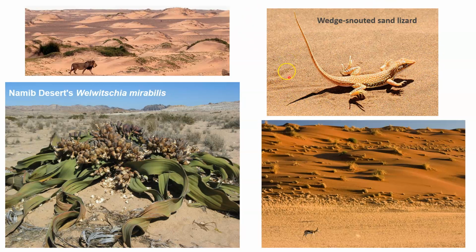This is a wedge-snouted sand lizard, a sit and wait predator. Because the desert sand can be extremely hot, in order to prevent getting literally burnt by the hot sand, it's doing this yoga thingy, right? It's bringing its tail up, lifting its limbs up, so just its belly is touching the ground, right? And also they are quite sensitive to any movement on the sand. So if there's any insect burrowing through, they can sense it.